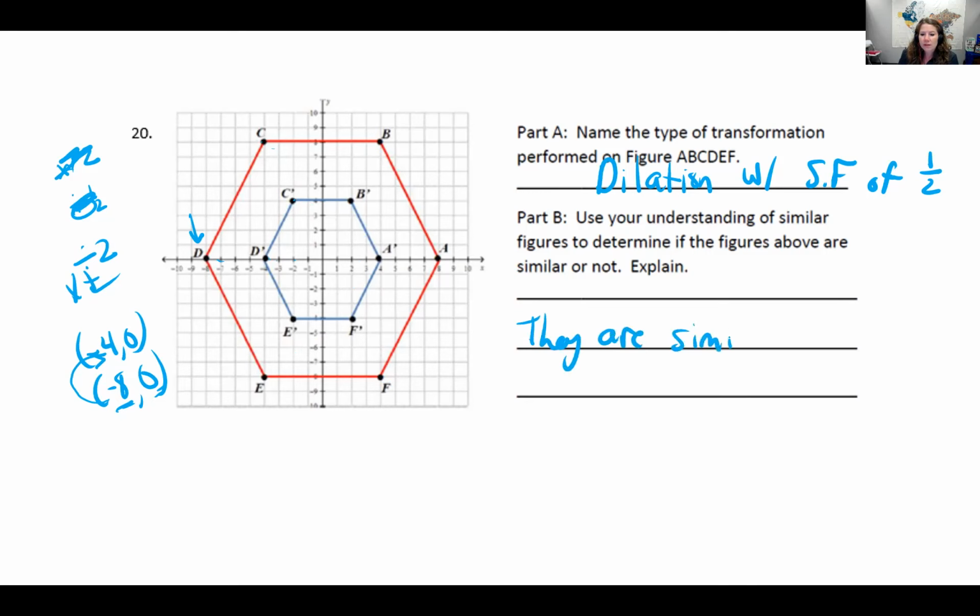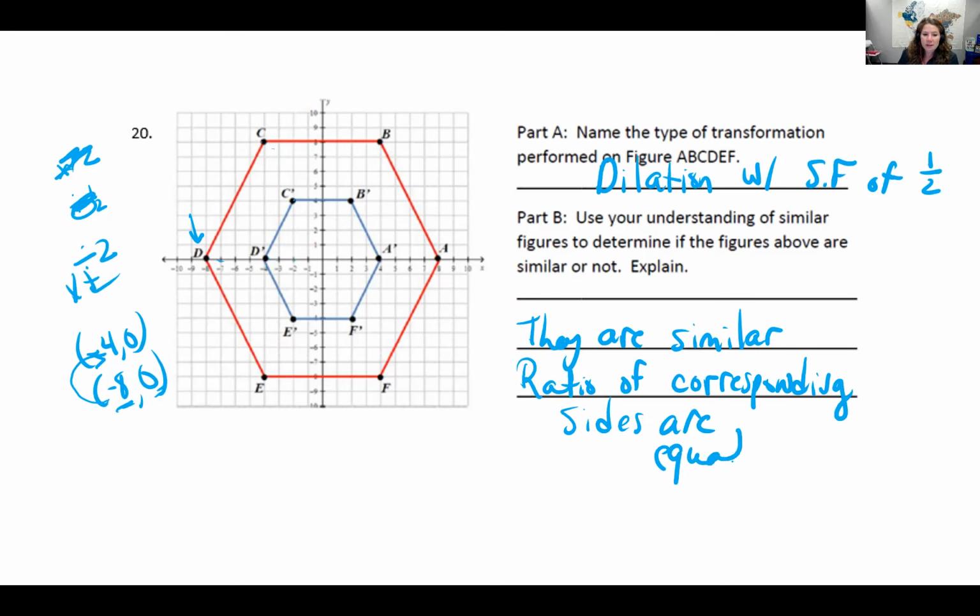Similar. Because the ratio of corresponding sides are equal. And that's a great answer. Okay, because this is 8 to 4. This is 8 to 4. These are slanted lines, but if I found out this ratio of corresponding sides, it would also be 2 to 1, 2 to 1, 2 to 1. All of them are 2 to 1.